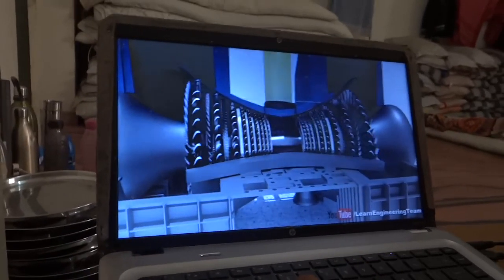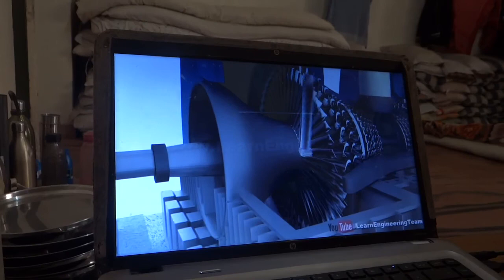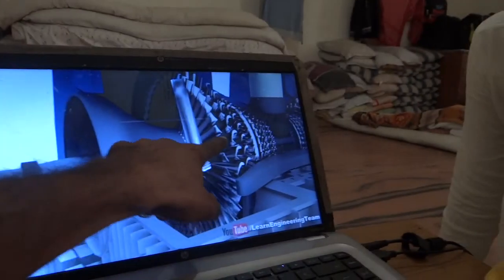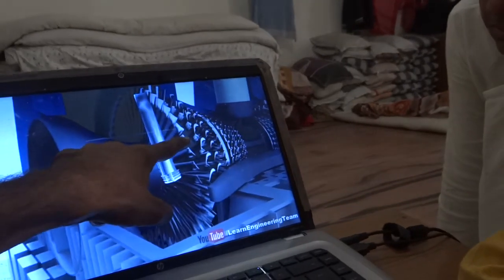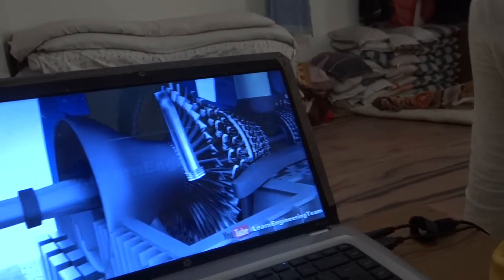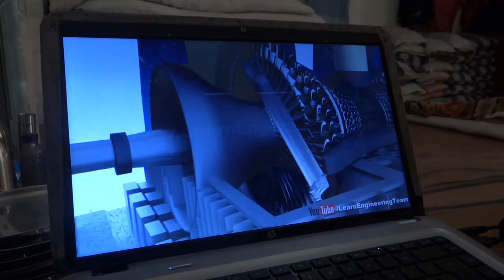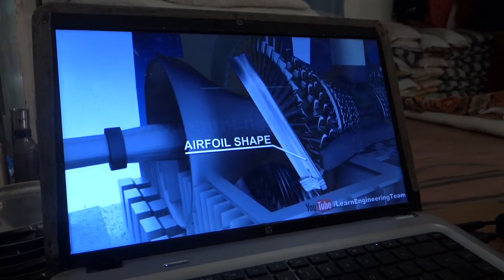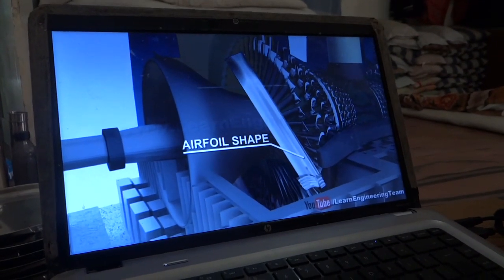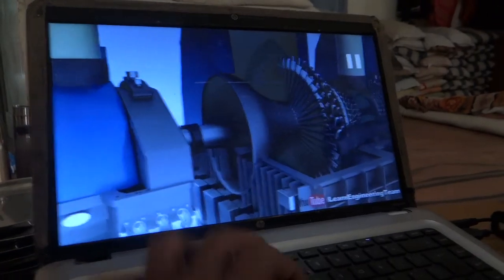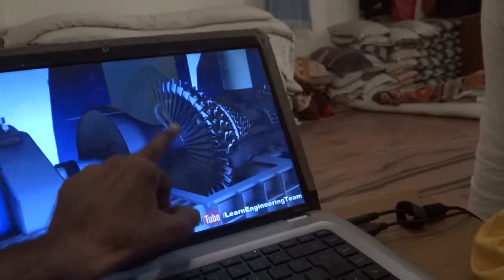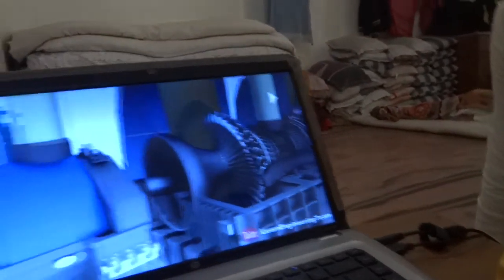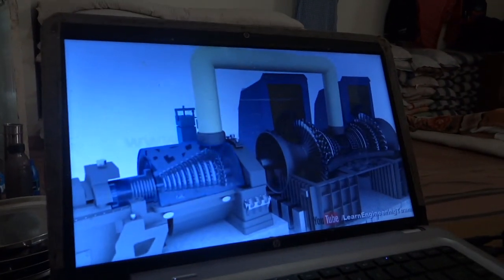Take a closer look at the uniquely shaped steam turbine rotor blades. These are the rotor blades of the turbine. There will be many blades. Are you able to see this airfoil shape? Steam passes here and it pushes the blade in this direction, so it moves.